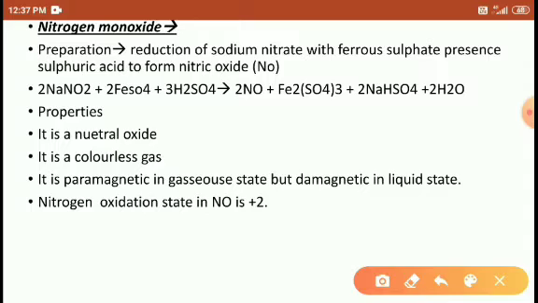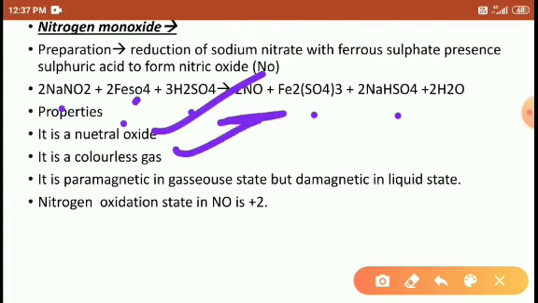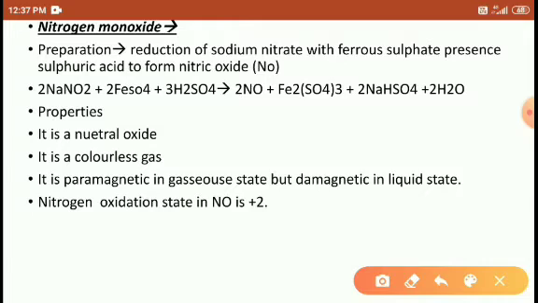So look at the reaction here. Sodium nitrate and ferrous sulfate react with sulfuric acid to form NO, nitrogen monoxide, ferrous sulfate, and ammonium bisulfate is separated. Property: it is a neutral oxide, neither reacting with acid nor base. That is called a neutral oxide. Colorless gas, it is paramagnetic in nature in the gaseous state, but diamagnetic in liquid state.